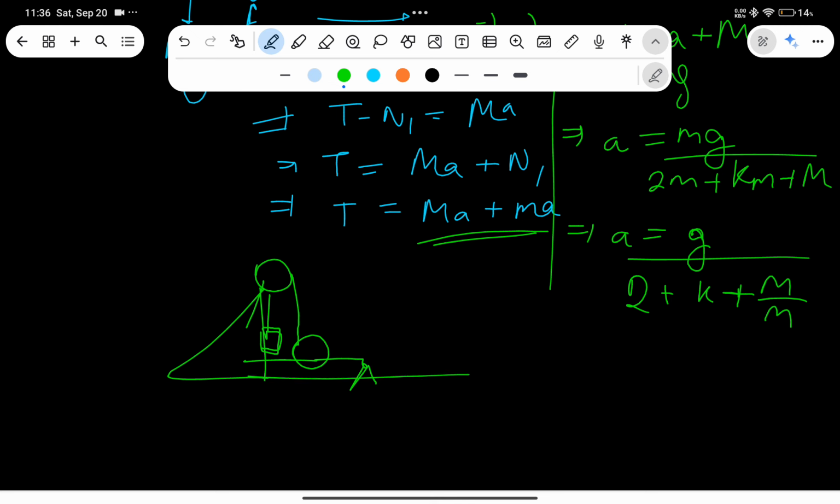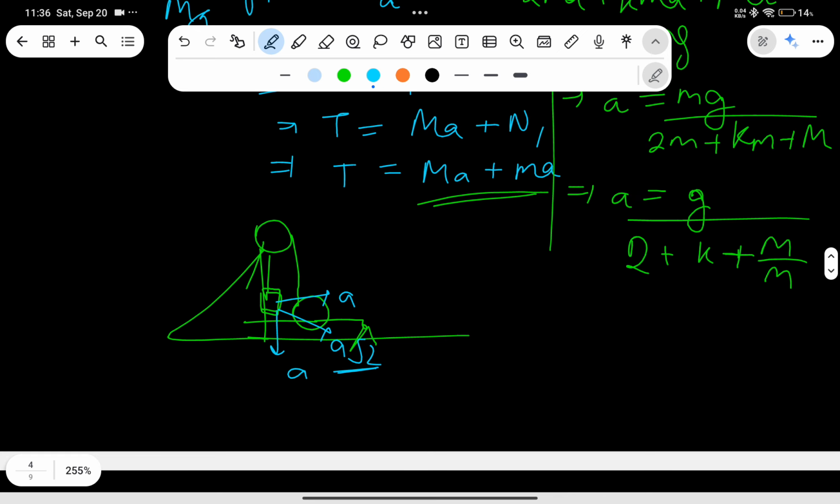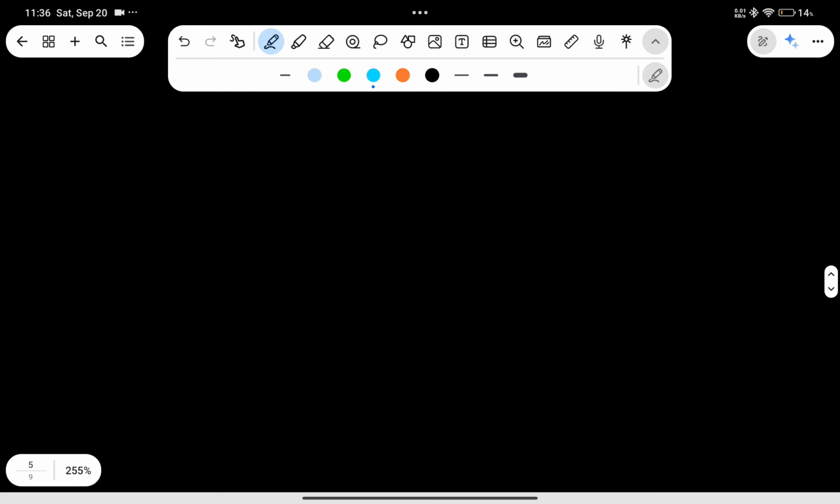So here you can see that the acceleration applied on this block is in both directions, A and A, so the net acceleration will be root A squared plus A squared, so A root 2, sorry. And then it will become g root 2 divided by 2 plus k plus capital M divided by small m. This is the answer I can check in the Irodov book. Now we have done the Irodov problem.